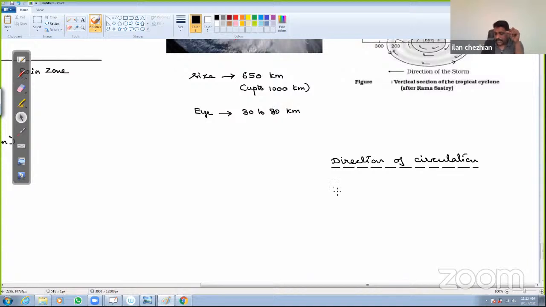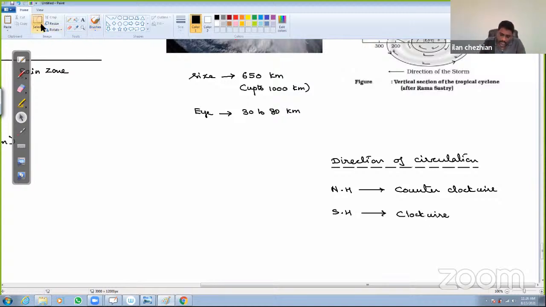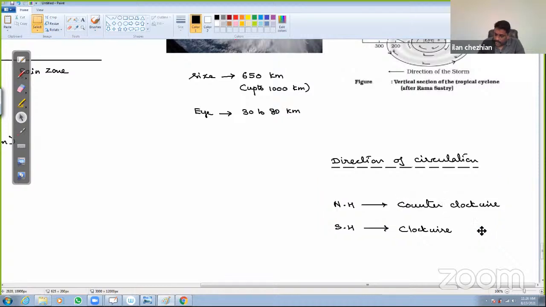If you are there in the northern hemisphere, the direction of circulation is counterclockwise in direction. If you are there in the southern hemisphere, things will differ. It is clockwise in circulation. Clockwise. You call them anti-clockwise, or counterclockwise. I am talking about direction of circulation of course, we are discussing tropical cyclones.